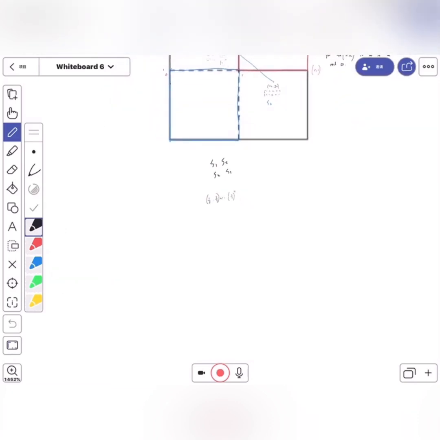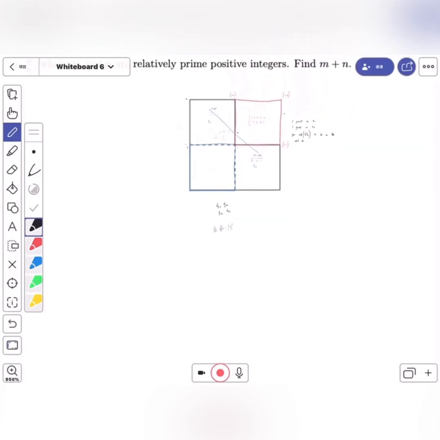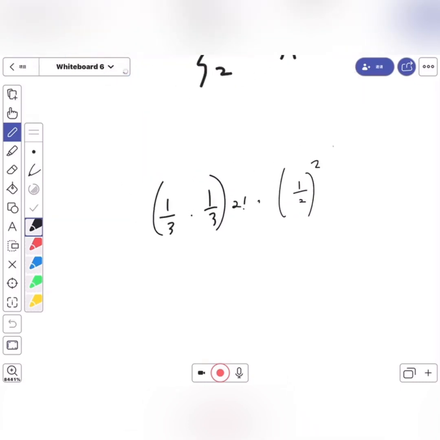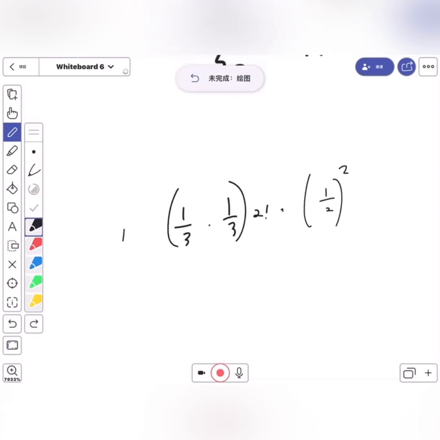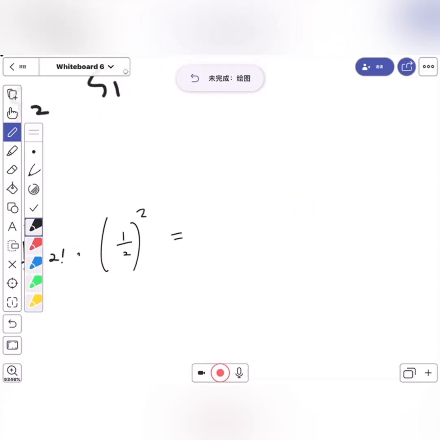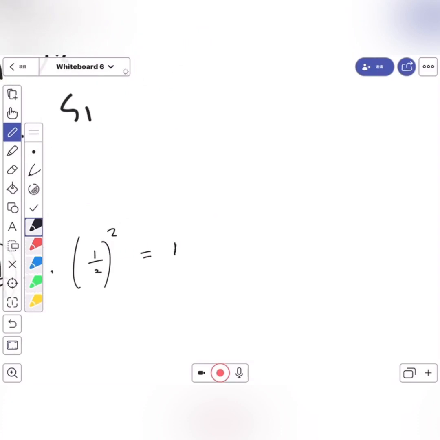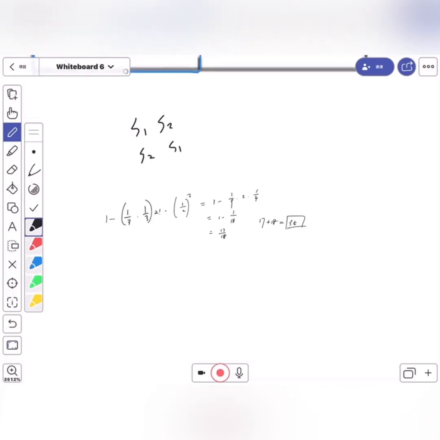But what does this probability represent? It represents the probability that it's going to lie within the red region, but we do not want it to lie within the red region. We want it to lie in the L-shaped region. So essentially, we subtract this from 1 to get that. This is 1 minus 1/9 times 2 times 1/4, which is equal to 1 minus 1/18, giving us 17/18. So essentially the answer is 17 plus 18, which is equal to 35, as our final answer.